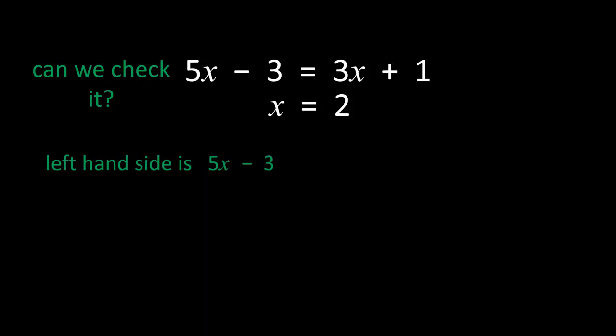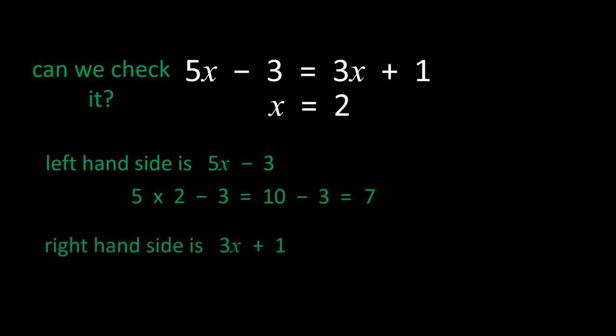Let's check it. Now, the left-hand side is 5 times x minus 3. Now, we're saying x is 2. So 5 times 2 is 10. Take away 3 is 7. So the left-hand side comes out to 7. What about the right-hand side? Well, that's 3x plus 1. So that means 3 times x. x is 2, so 3 times 2 is 6, plus 1. Yes, it is 7. And so it works.